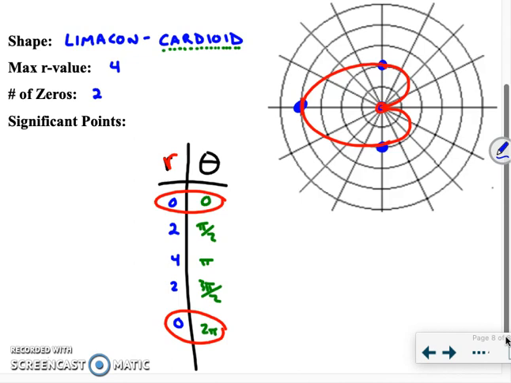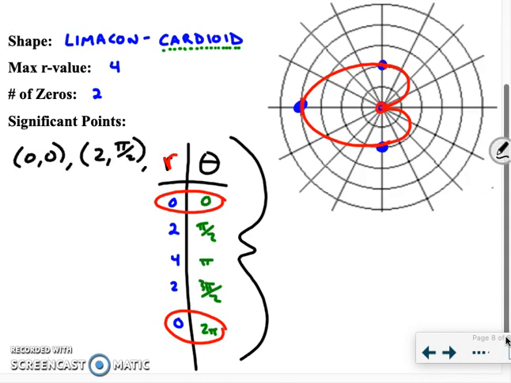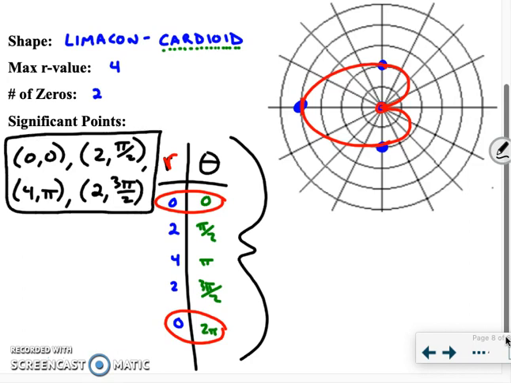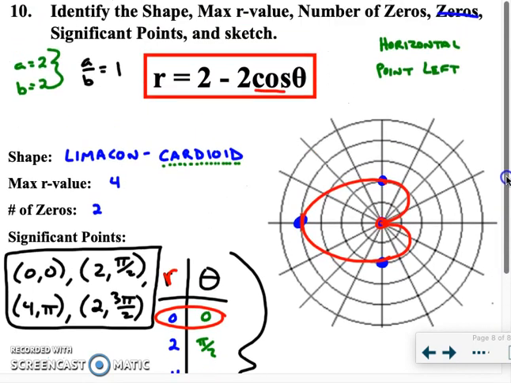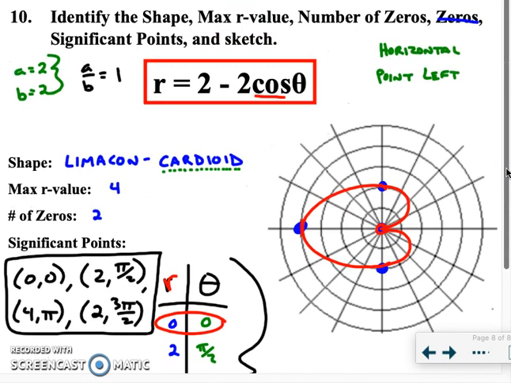So last thing that we need to do after we make the sketch and we've identified the shape, the max r value, and the number of zeros, is come up with the significant points. By creating a solid t-chart, we've already done that. So my significant points are at 0, 0. They're 2 comma pi over 2, 4 comma pi, and lastly we could say it's at 2 comma 3 pi over 2. But those are my significant points. We have our sketch. We do not have to identify the specific zeros or anything of that nature. Again, we have everything that we need here.